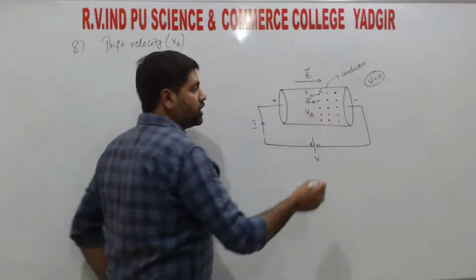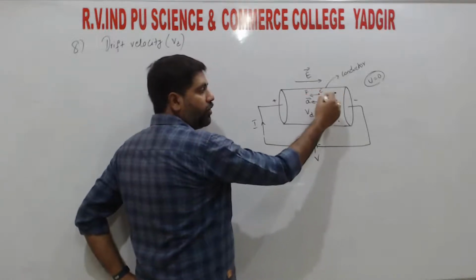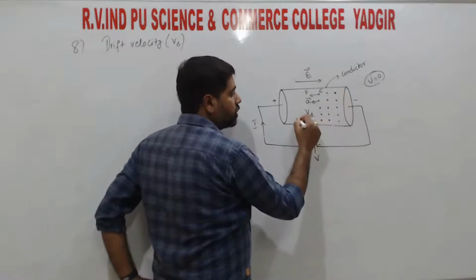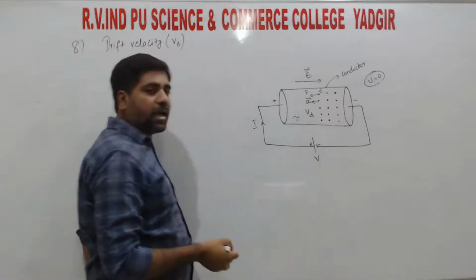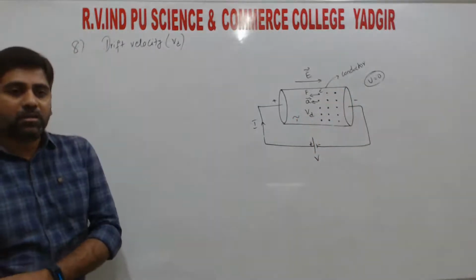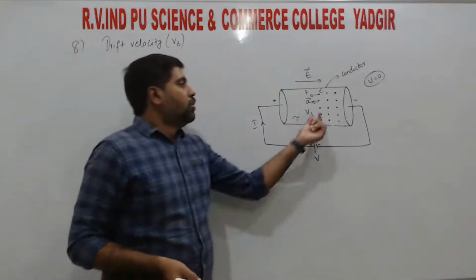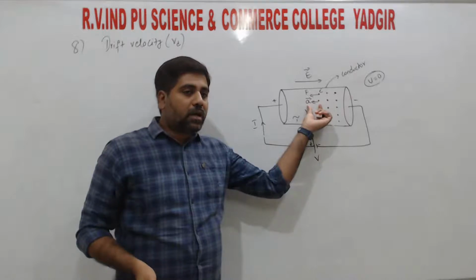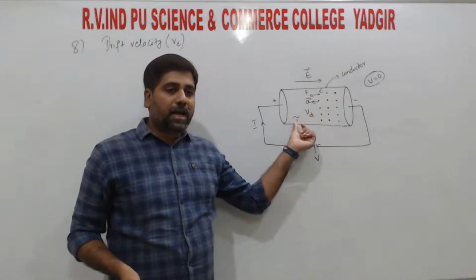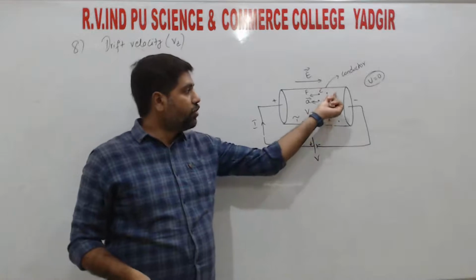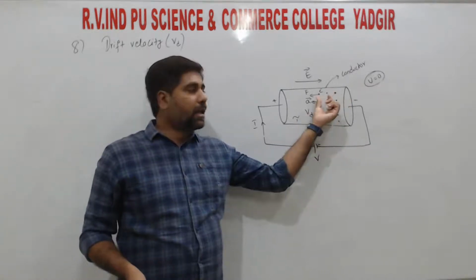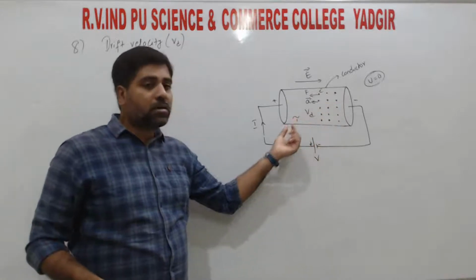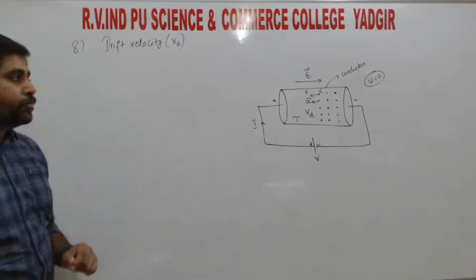That is the average velocity between collisions of the electrons. The time between collisions, what we call the relaxation time or mean free time, is tau, right? It is the time for which the electrons get accelerated between two collisions. So that time is the mean free time.